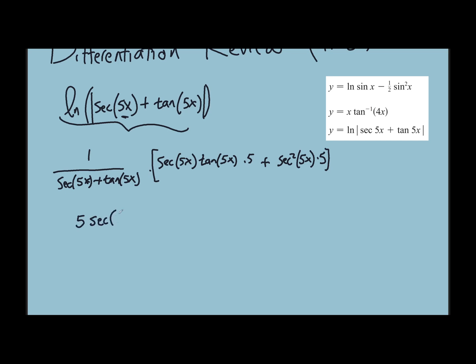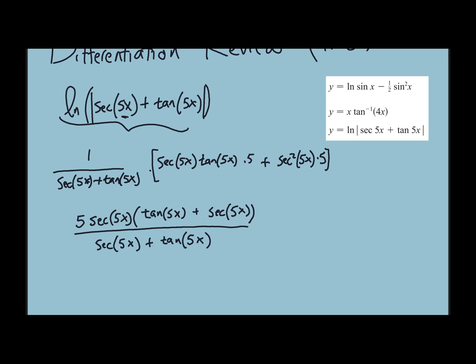secant of 5x times tangent 5x plus secant 5x. We'll think about whether we can factor this in a minute. Over secant 5x plus tangent 5x. If this is all in sine and cosine, it would be uglier, but it would be easier to see how to factor.